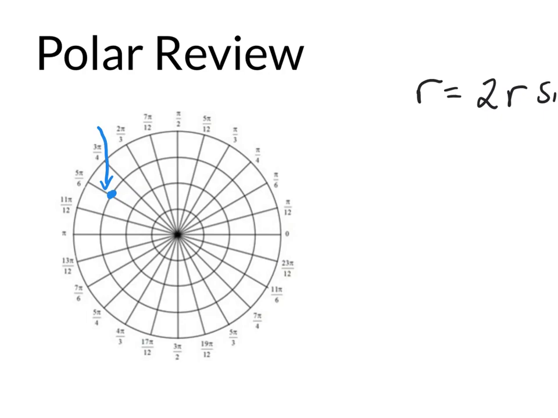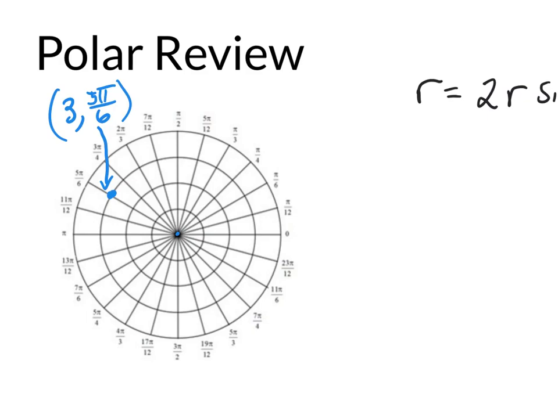Okay, that spot would be, well, let's look at the r, the radius. From the center here, we go out 1, 2, 3 rings. So that's 3, comma, and then the theta, the angle, is 5 pi over 6. That's one way to name that point.